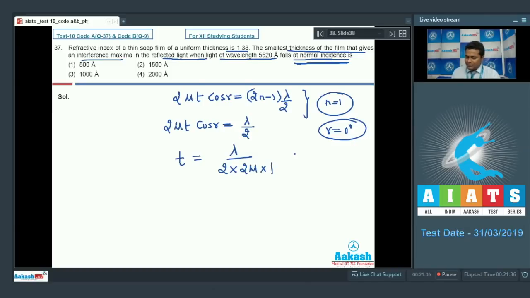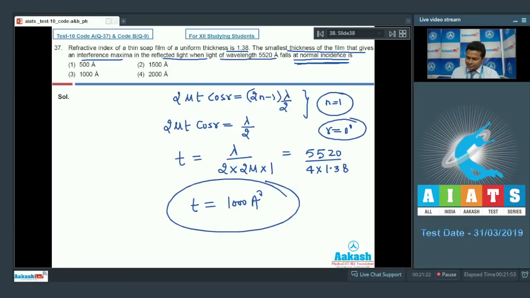Cos r will be 1. Putting the values from the question, we will get lambda as 5520 whole divided by 2 2s are 4 into mu, that is 1.38. After solving, we will get the thickness of film as 1000 angstrom. And after looking at the option, we can say that option number 3 is absolutely correct. So we will go with option number 3 only. Now let us proceed to the next question, that is question number 38.